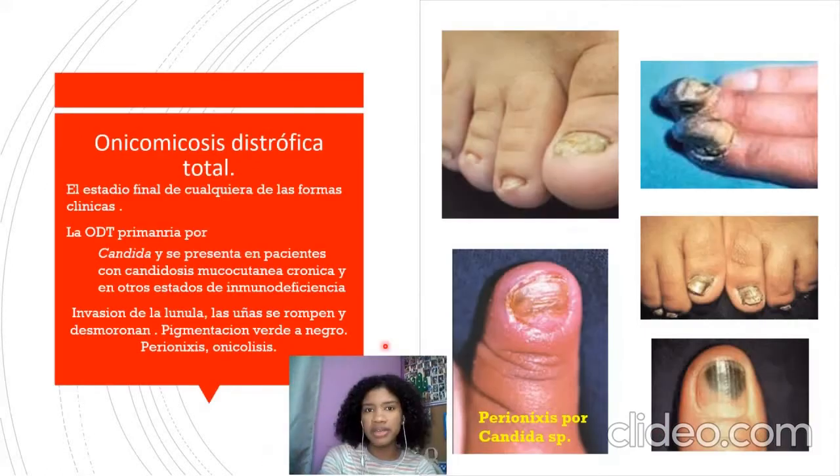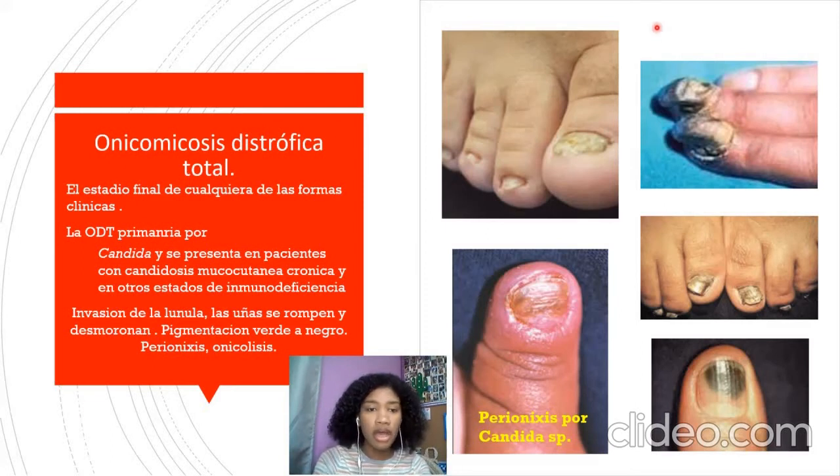Total dystrophic onychomycosis is the final stage of the nail disease and is described as a crumbled nail plate with a thick nail, as we can see here, with a yellow-brown discoloration, and the nail plate is completely destroyed.